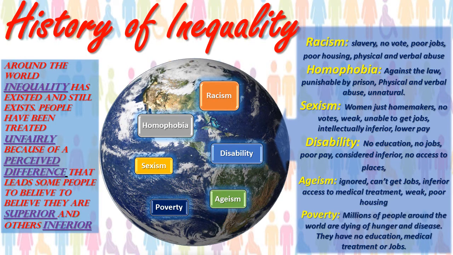Again, one really big area of inequality is poverty. Millions of people around the world are dying of hunger and disease, although there's enough food to go around the world. They're also going to have no education or poor education, medical treatment or jobs, and ultimately die as a consequence of this level of inequality.